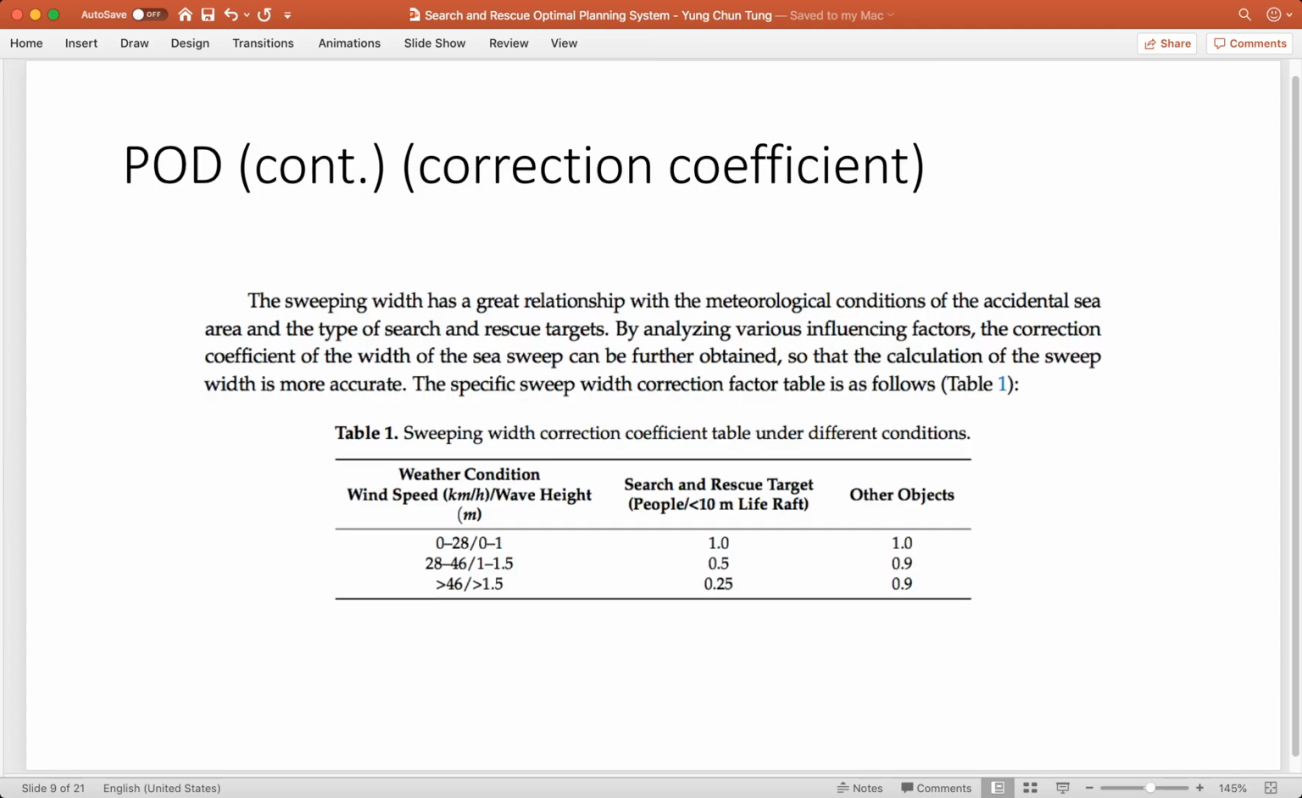And the next thing we have to talk about is how the weather will affect this probability of being detected. From the information provided by the paper, it mentioned if the wind speed or the wave height is too high, then the probability of detecting the search and rescue targets will actually decrease a lot, and this is a correction factor that we need to include in our simulation too.